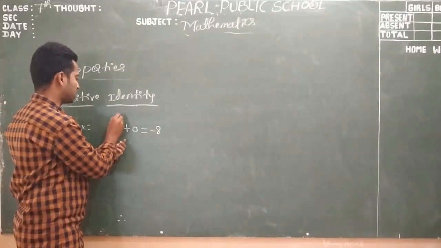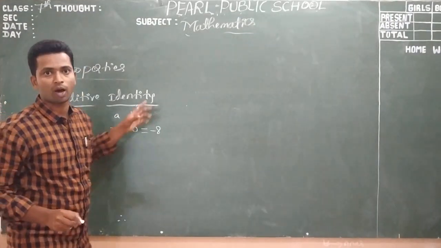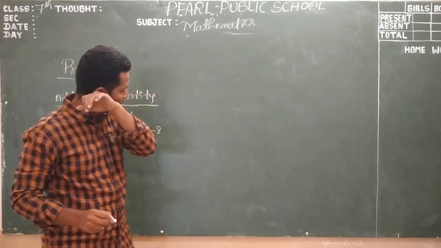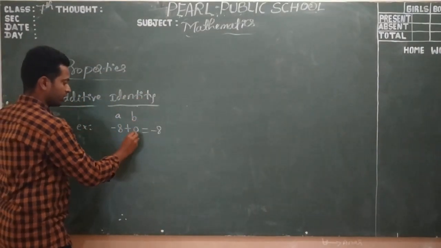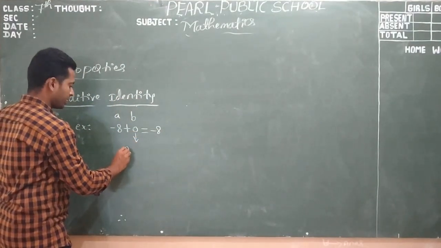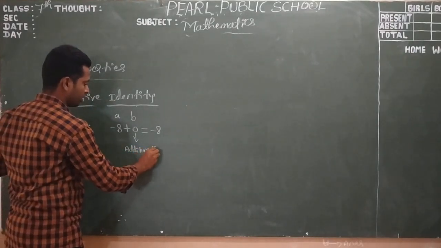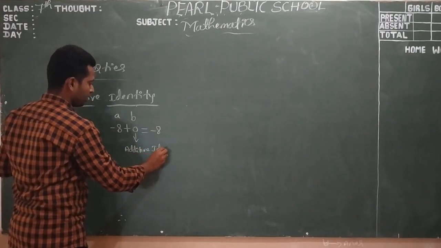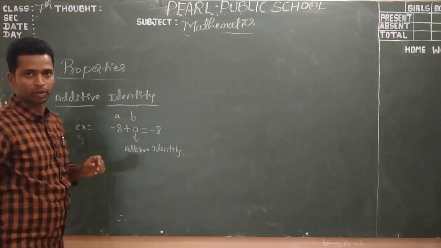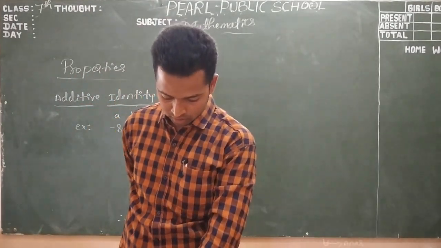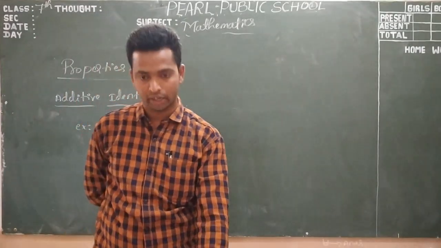Suppose this is a, this is b. The value of a does not change after the operation. Then 0 is called the additive identity. Here 0 is the additive identity. This additive identity is verified under addition, and under subtraction also. These are the operations regarding the integers.